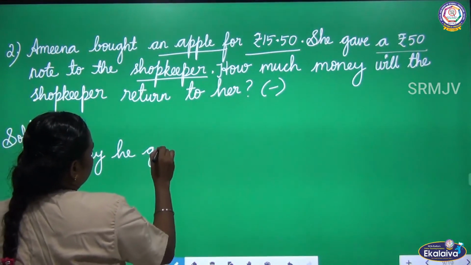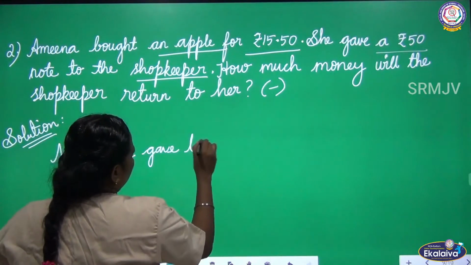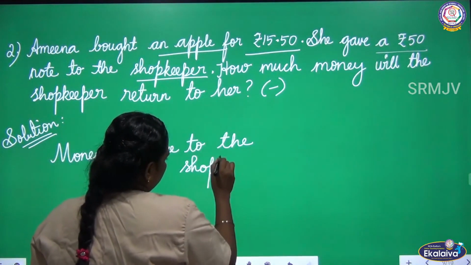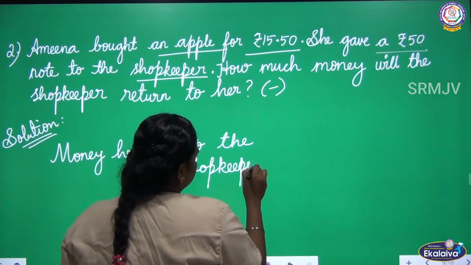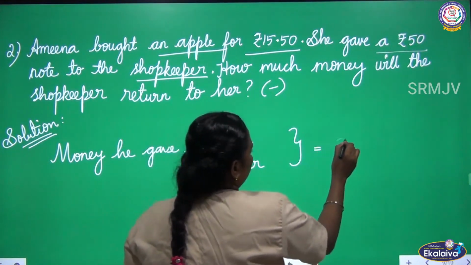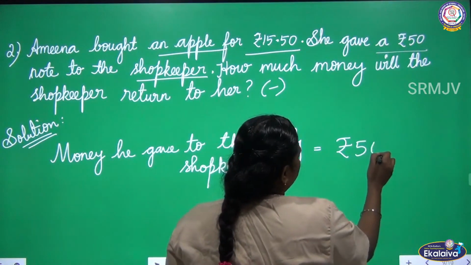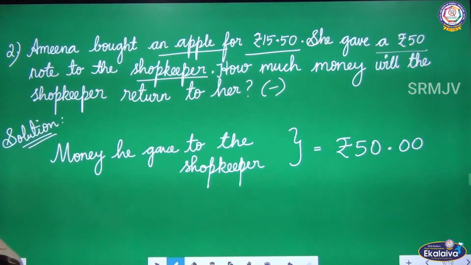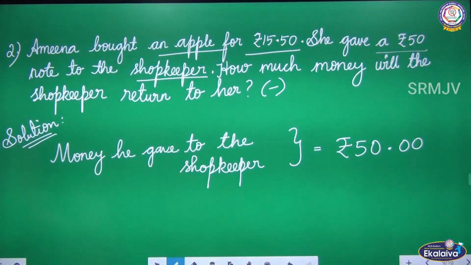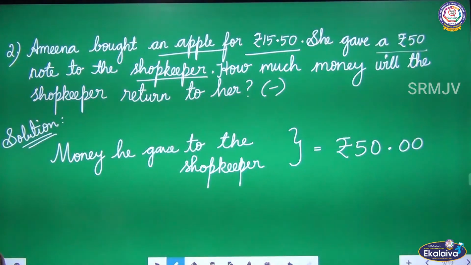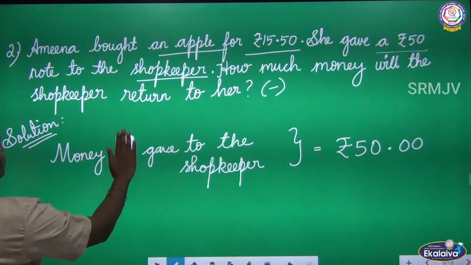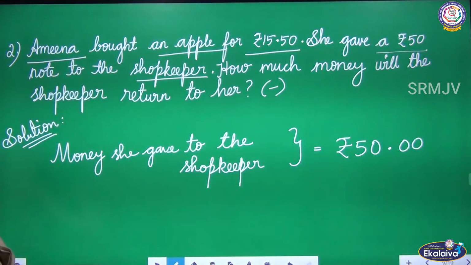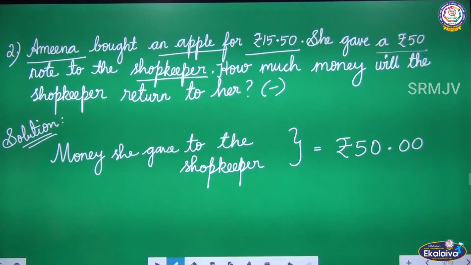Money he gave to the shopkeeper, rupees, 50 rupees. So in paise they didn't give, so you can write 00 for paise. Next, money she gave to the shopkeeper. Here Amina is given, so she is a girl. So you can write money she gave to the shopkeeper.